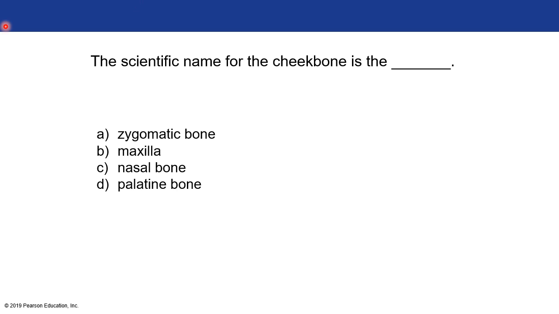So, the scientific name for the cheekbone is... so most people got it right here. It is your zygomatic bone.